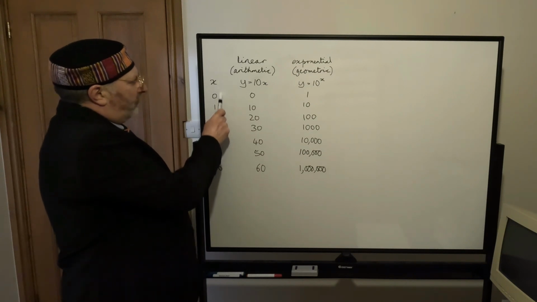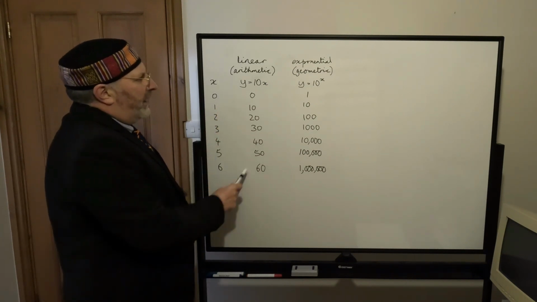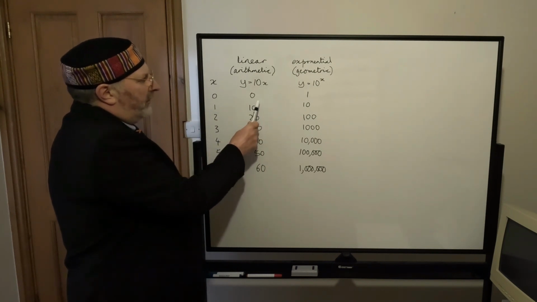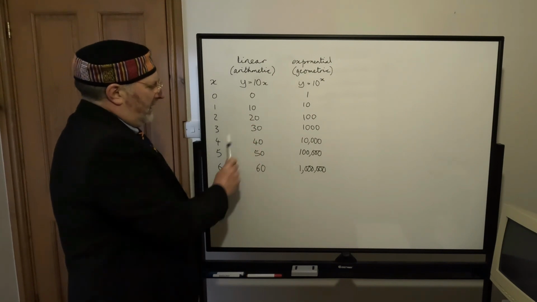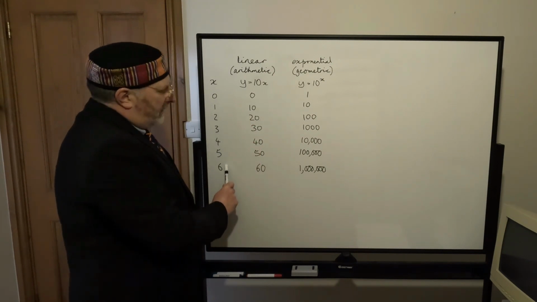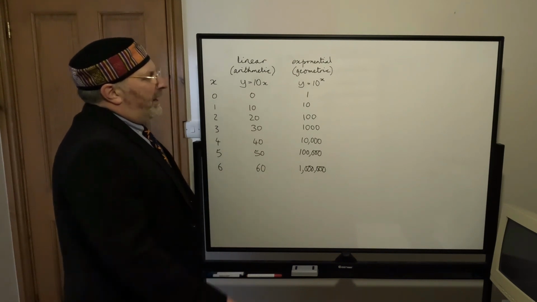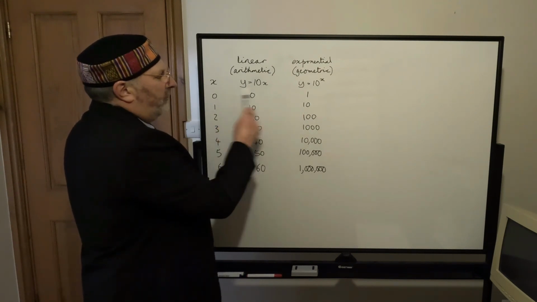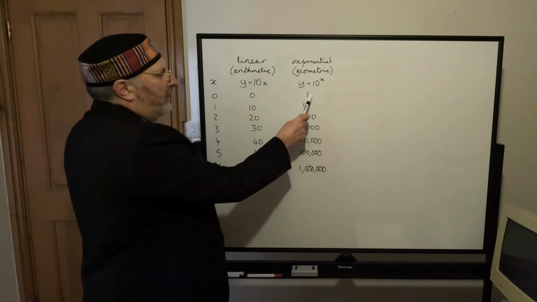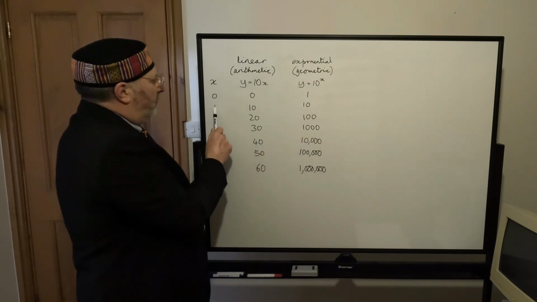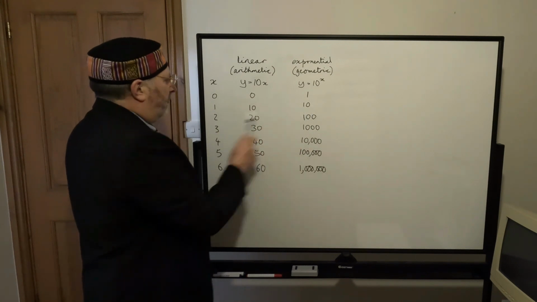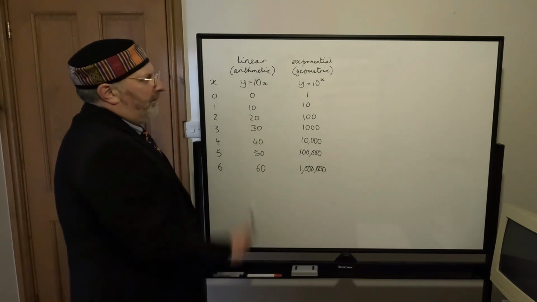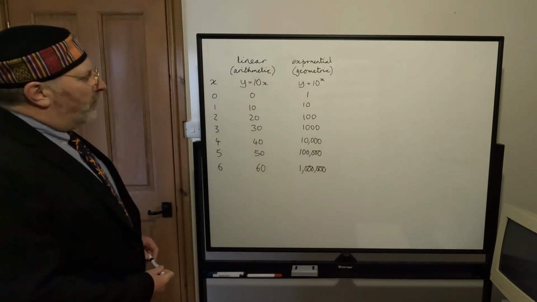And here we've got x, so it's 0 up to 6. And I've put in the values for y equals 10x. The linear function is just 0, 10, 20, 30, etc. So up to 10 times 6, which is 60. And then for the exponential one, done the same. So when x is 0, 10 to the power of 0 is 1. We may remember from the laws of exponents, 10 to the power of 1 is just 10, 10 squared is 100, and so on. So these are just the powers of 10. So both functions are pretty straightforward.